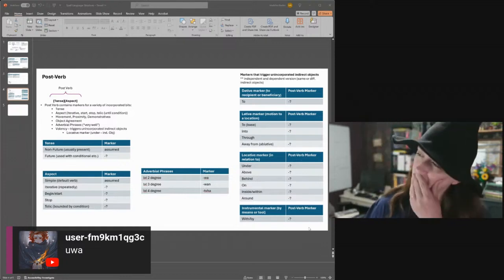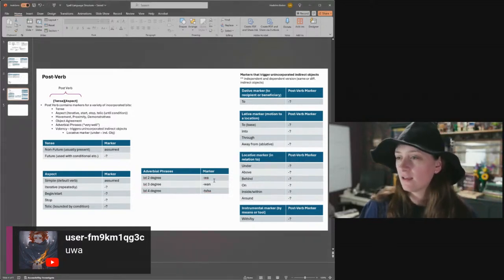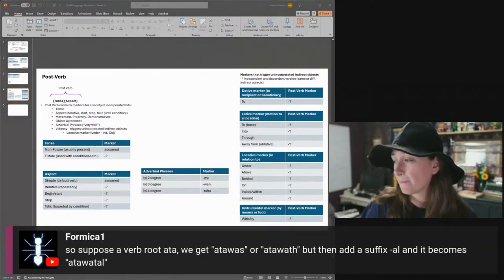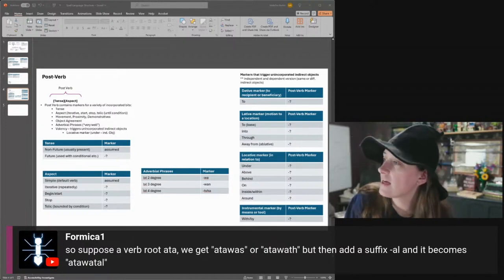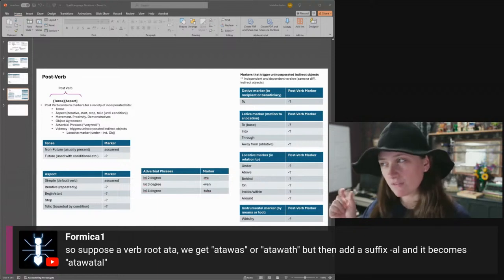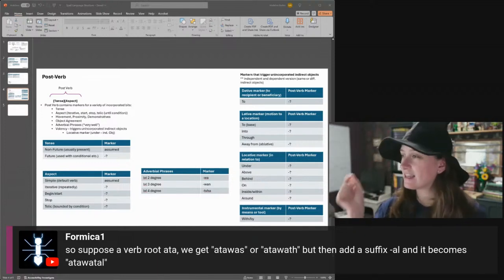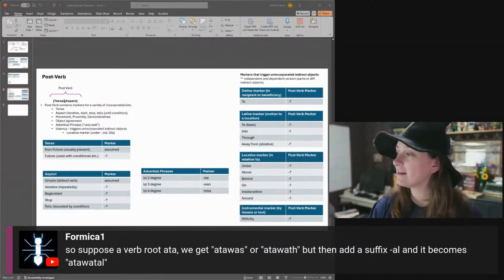I kind of like the idea of it starting with a consonant still, though. I don't know why, but in my brain, that consistency is nice. We could go to uwa. So suppose a verb root ata, we get atawas or atawath, but then add a suffix al and it becomes atawatl. Yeah, if this was one of the cases where we would ever add anything behind it, it would be fun to do that. And I want to do that so that we get to play with the fun rule, because I think it's fun. It would add linguistic complications when they're trying to translate spells and be like, well, why can't I just say this? Why doesn't it work? And then their house blows up or something. You know what I mean?